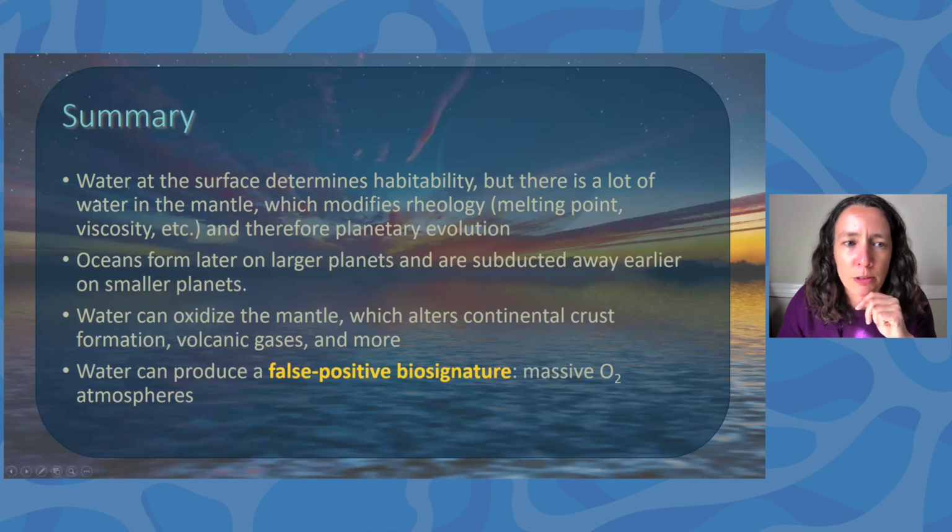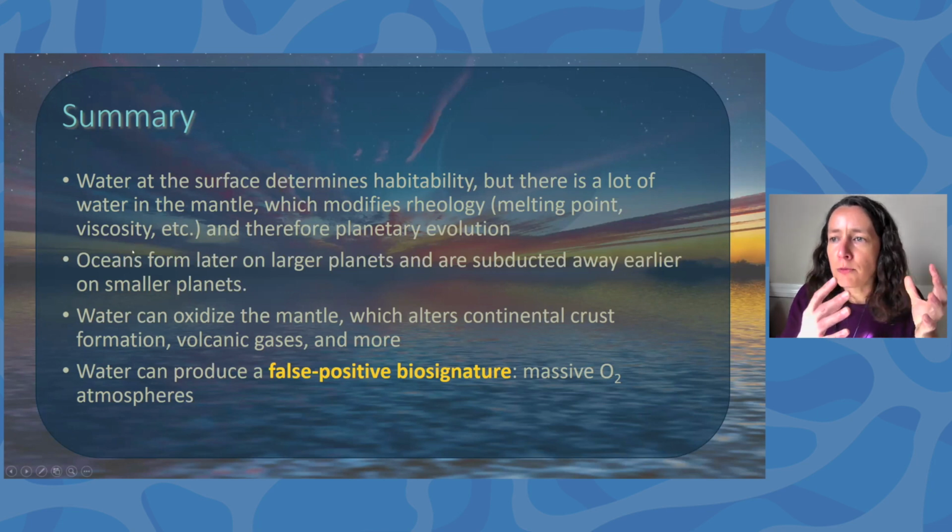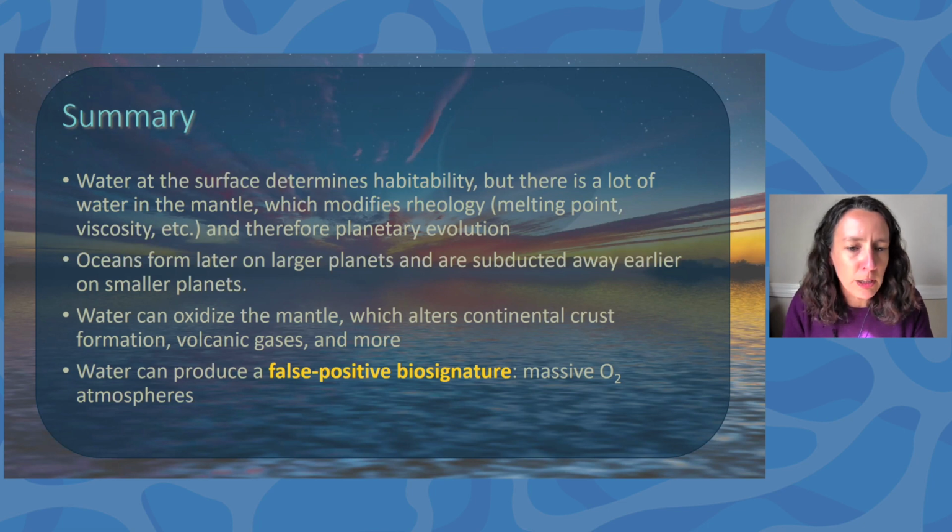So just to sum up, I've talked a little bit about some of the ways that water modifies the habitability of a planet in the long term, and how the geology of the planet also controls the water abundance on the surface. Oceans form later on larger planets and are subducted away earlier on smaller planets. This will govern where life might be most stable and most happy on these planets that we're finding around other stars. Water can also produce this false biosignature that we have to be careful of when we try to find life on other planets. This should guide our observations in the future in understanding where we want to look for life, but we have to be careful where we look. So I'll finish there, thank you, and take your questions.